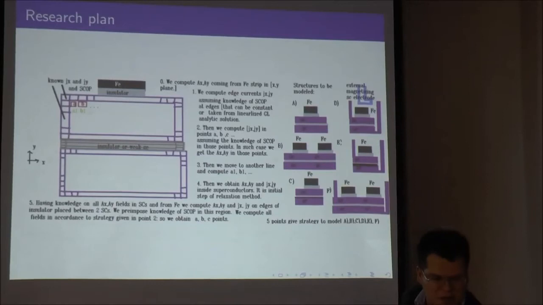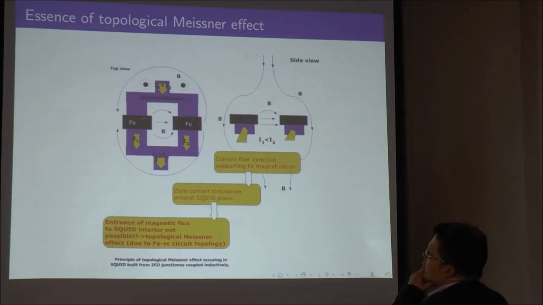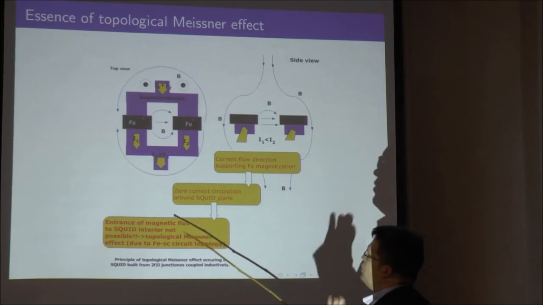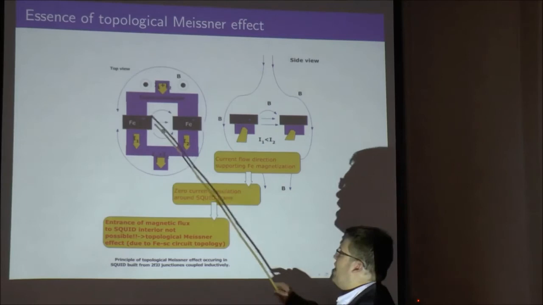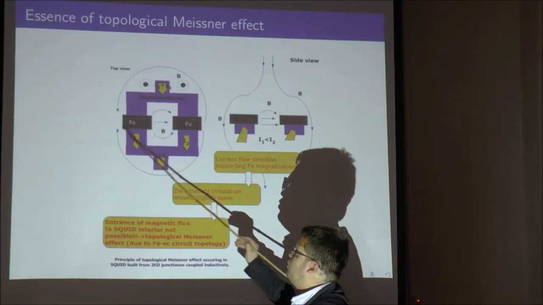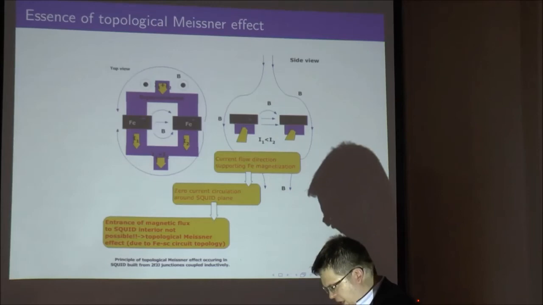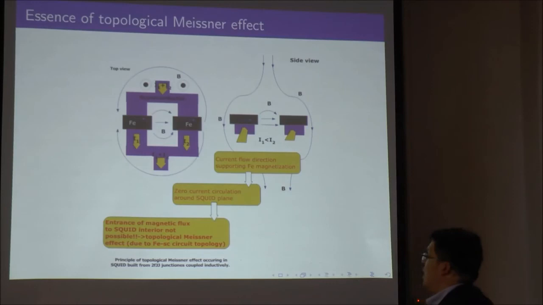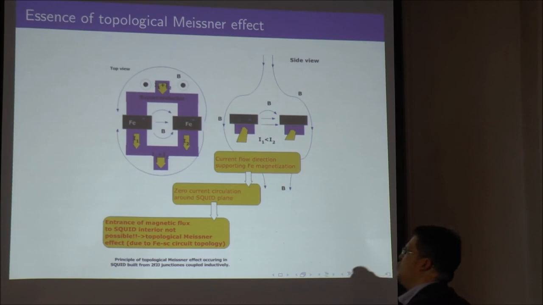Also, I want to investigate the so-called topological Meissner effect. The idea is a very simple observation from my PhD. If you have a very thin superconductor and on top we place two ferromagnetic strips, if they strongly interact, the magnetic field will not be able to punch into the interior of this sample, because this would imply that the magnetization of the two strips has to be opposite. So my claim is that for a certain strength of magnetic field, there is an extra type of Meissner effect, which is due to the topology of the structure.